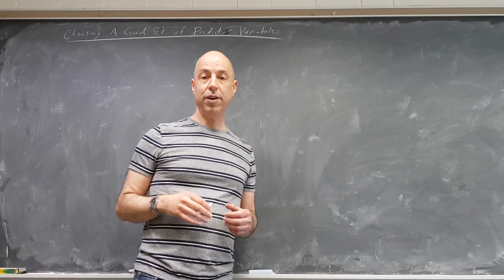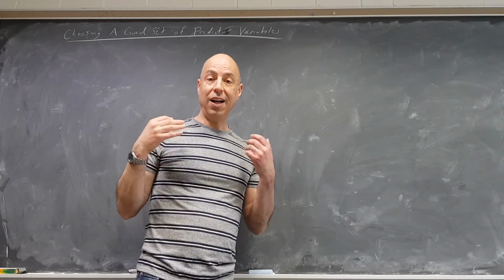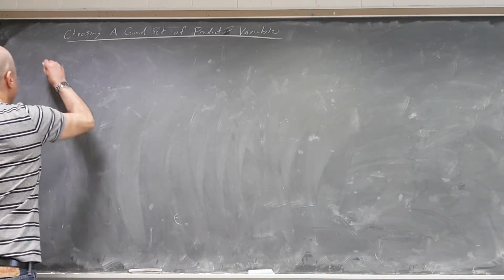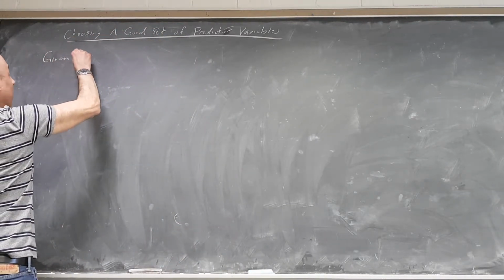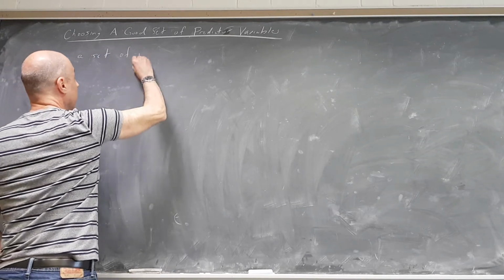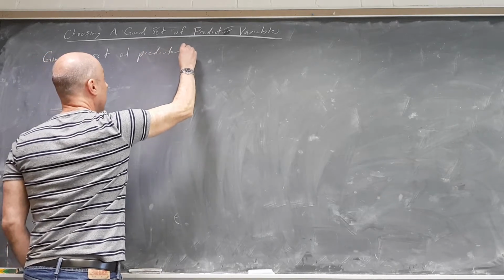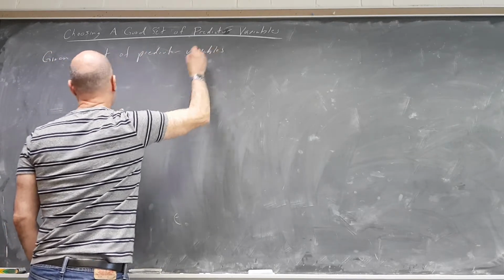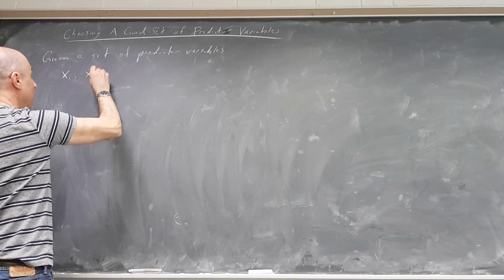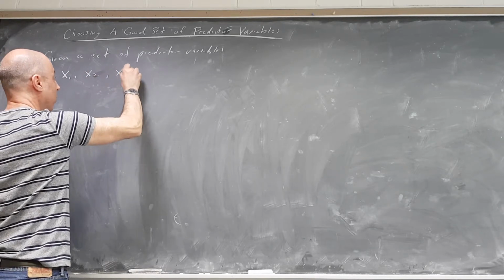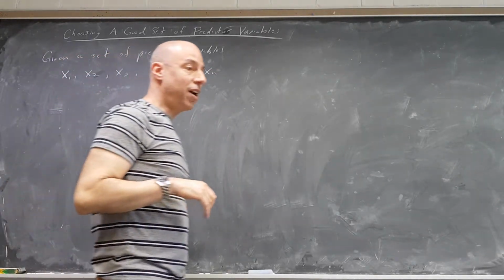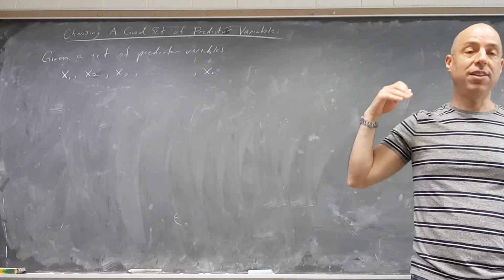So let's say we're trying to do a least squares process to build a linear model with a large set of variables. So say we have a large set of predictor variables. I will call those x1, x2, x3, up to xn.